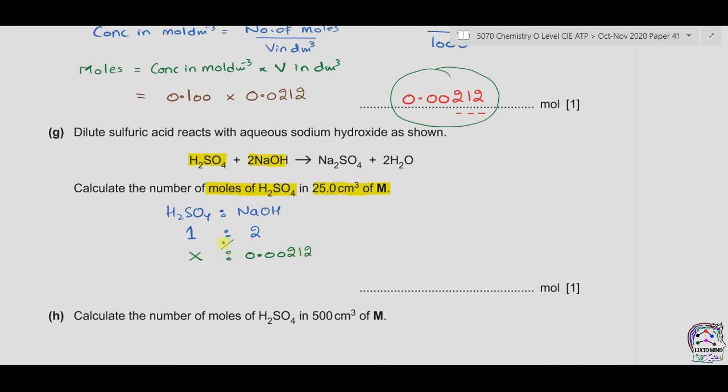We can cross multiply and the value of X will be 0.00212 divided by 2. So the number of moles of H2SO4 will be equal to 0.00106 moles. And this is in 25 centimeter cube of M.